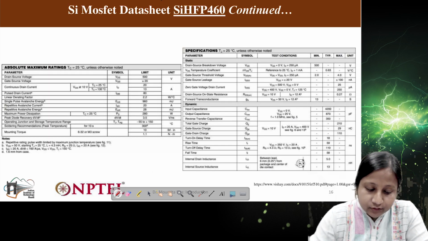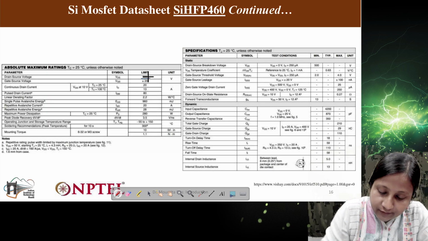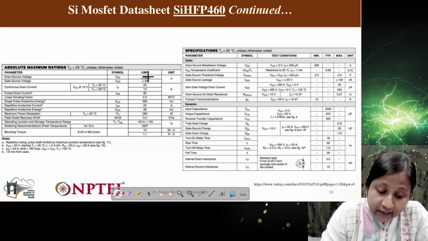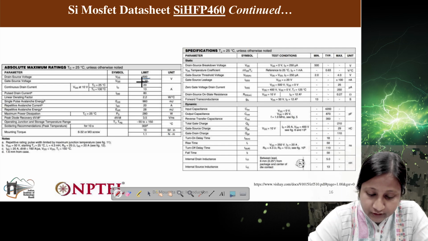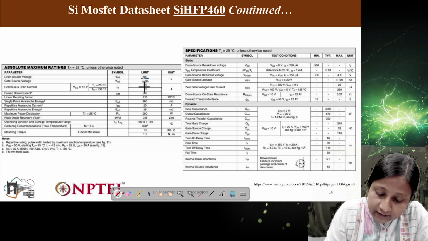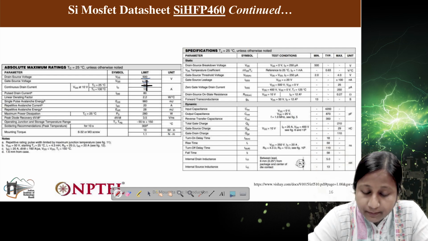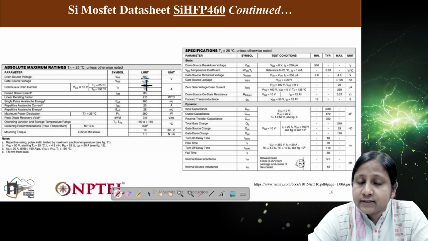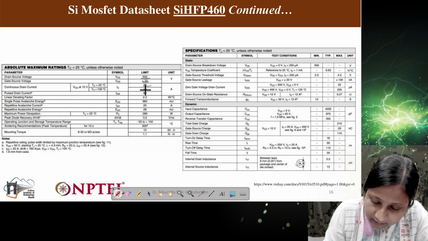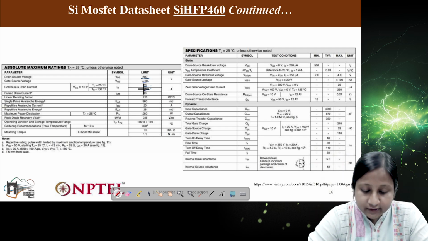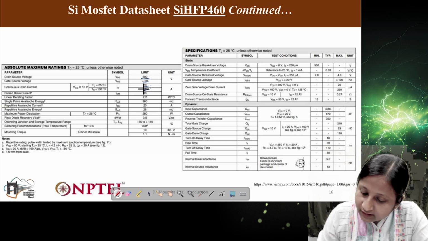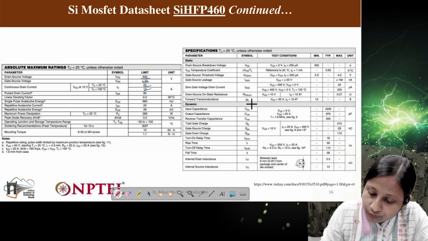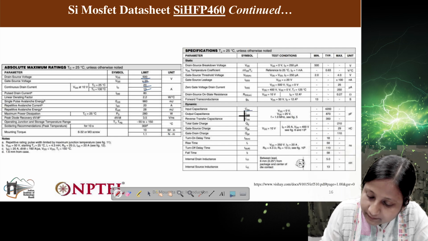You can see here, so the drain to source voltage is 500 volts and gate source voltage it can be plus minus 20 volts, and it has continuous drain current capability 20 ampere at 25 degrees Celsius and 13 ampere for 100 degrees Celsius. Now other points you can just go through. So the important thing here I'll just show to you is the parasitic capacitances.